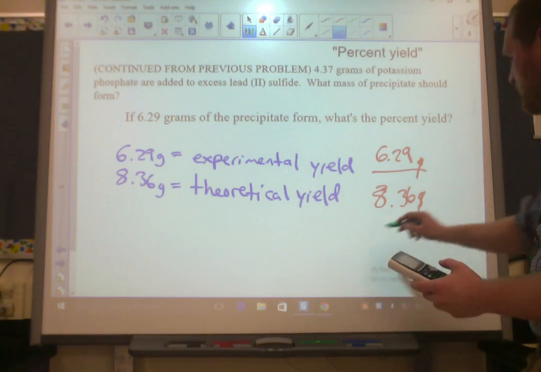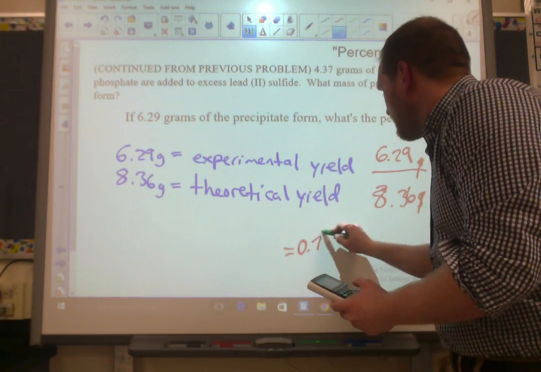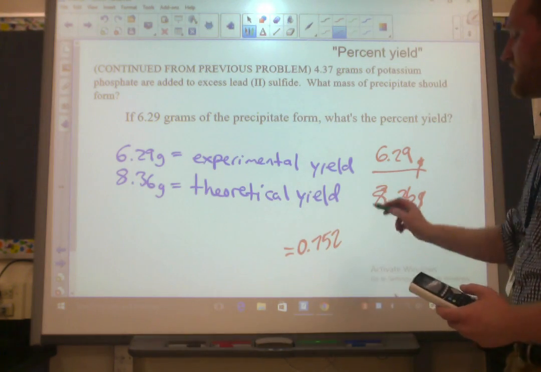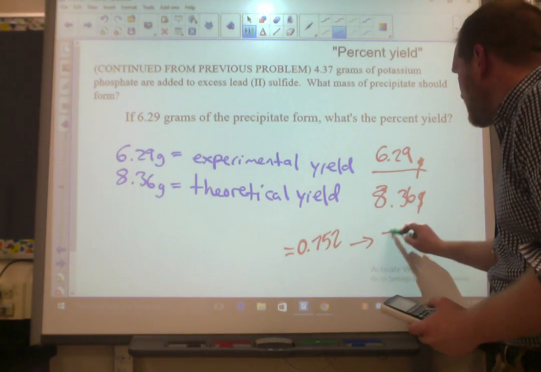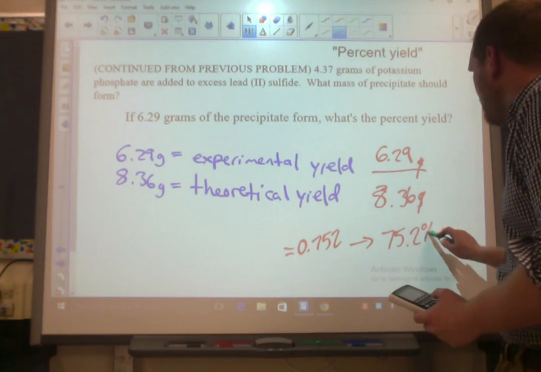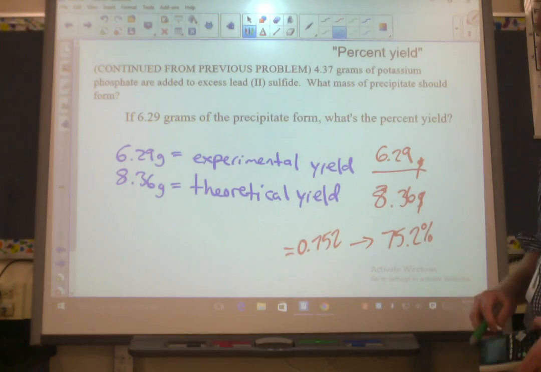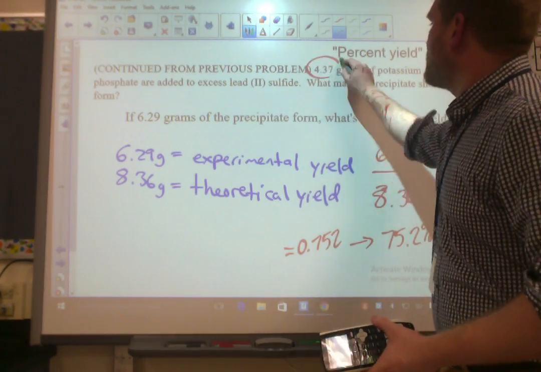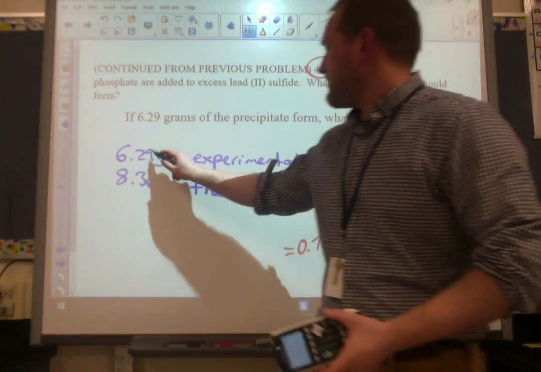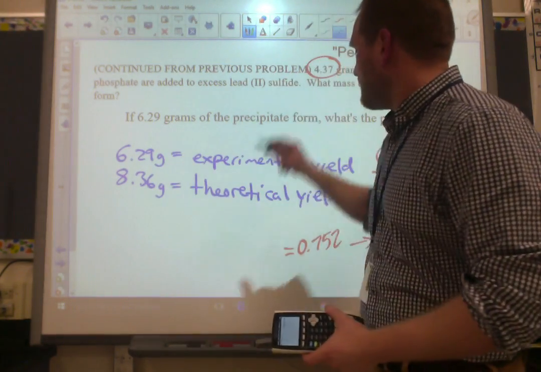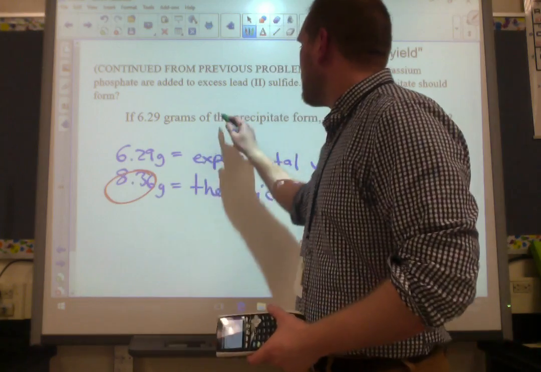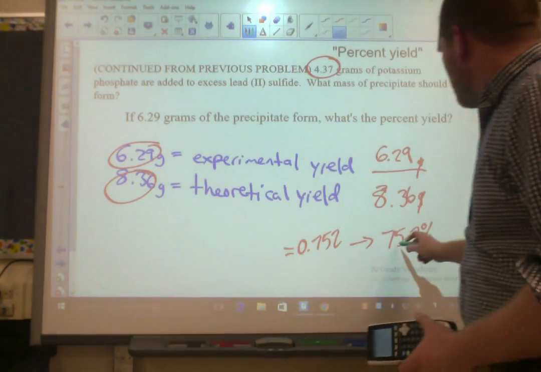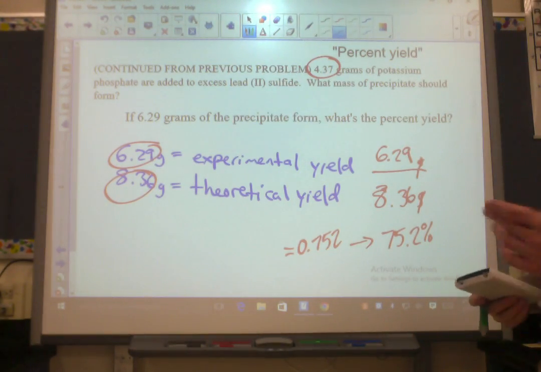0.752, but we're going to say times 100%, so that's going to become 75.2%, and you have to keep your same sig figs. So 3 sig figs from my experimental, 3 sig figs here, 3 sig figs here, so 75.2% is my percent yield.